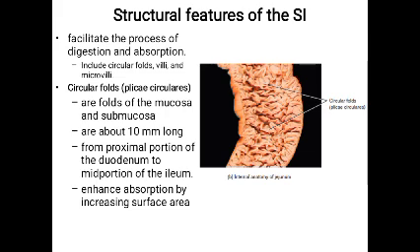Circular folds. Plicae circulares are folds of the mucosa and the submucosa, about 10 millimeters long, from the proximal portion of the duodenum to the mid portion of the ileum. They enhance absorption by increasing surface area.